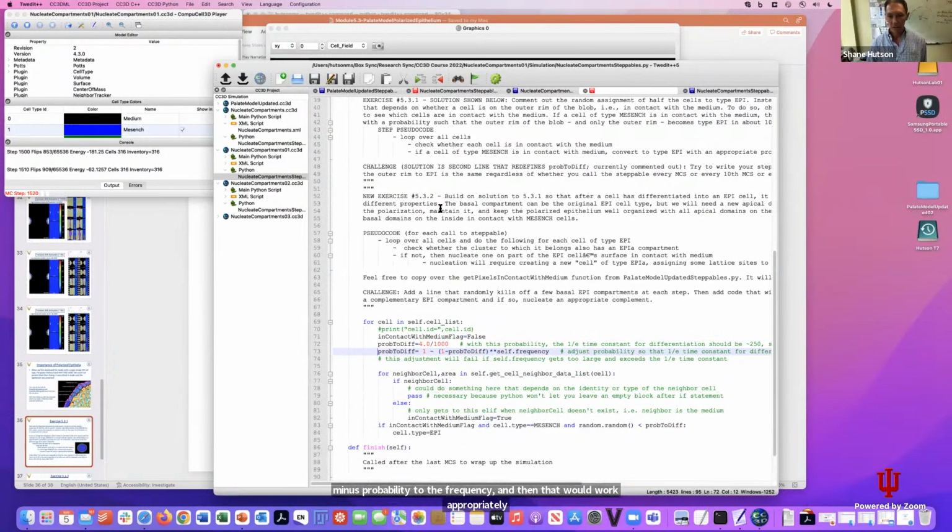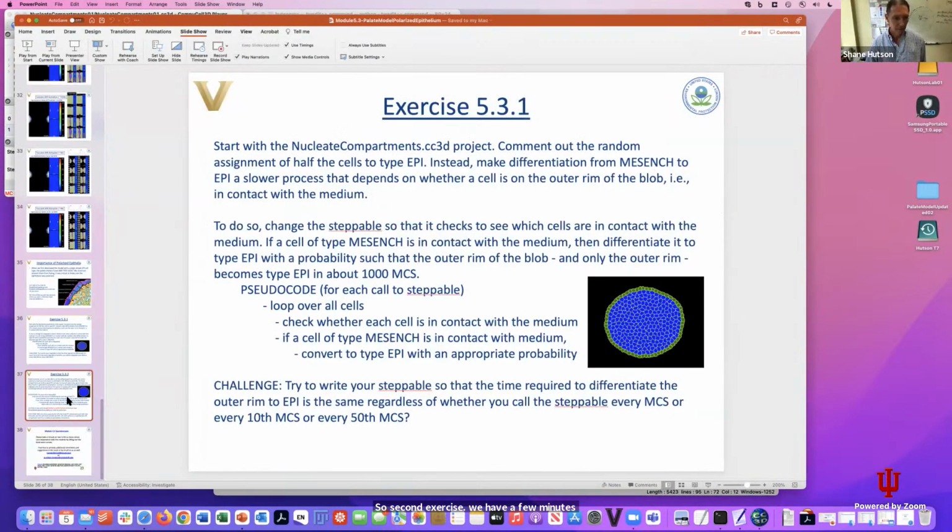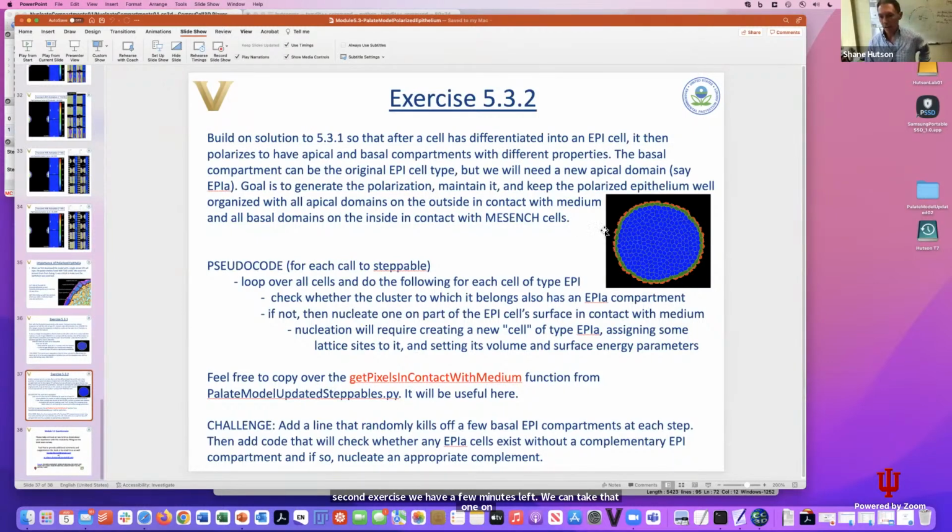All right, second exercise. We have a few minutes left, so we can take that one on. Now we want to get something like this picture here, where we not only have epithelial cells on the outside, but they're polarized. They have apical and basal compartments. So we want to write pseudocode that will differentiate cells on the outside to type epi, and then make sure that that epi cell polarizes and ends up with a basal and an apical compartment.